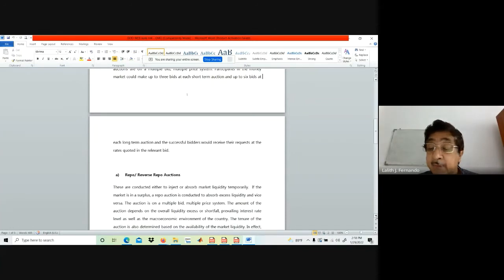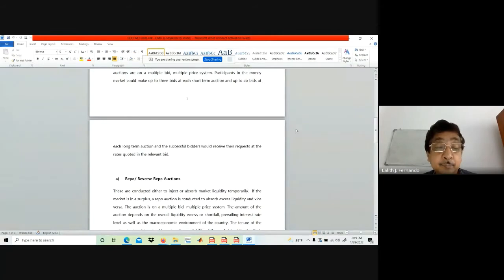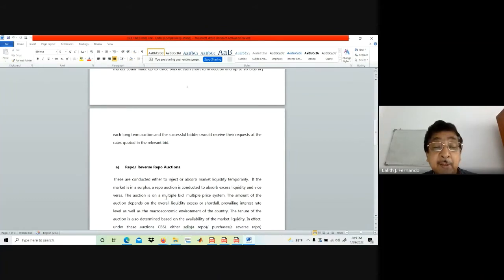Right now we will just look at the types of auctions which can occur. Repo and reverse repo auctions. These are conducted either to inject or absorb market liquidity temporarily. If the market is in a surplus, a repo auction is conducted to absorb excess liquidity and vice versa. The auction is on a multiple bid, multiple price system. The amount of the auction depends on the overall liquidity excess or shortfall, prevailing interest rate level, as well as the macroeconomic environment of the country.